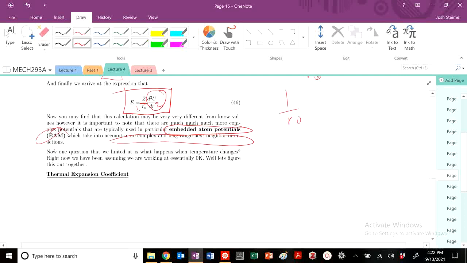Now, we've always been working under a very simple assumption. What happens when the temperature changes? We've been assuming that we're close to, or working with, a perfect crystal. So how is our Young's modulus going to change as we expand our material? We're going to get into that next time. What is the origin of our favorite parameter, the thermal expansion coefficient alpha?